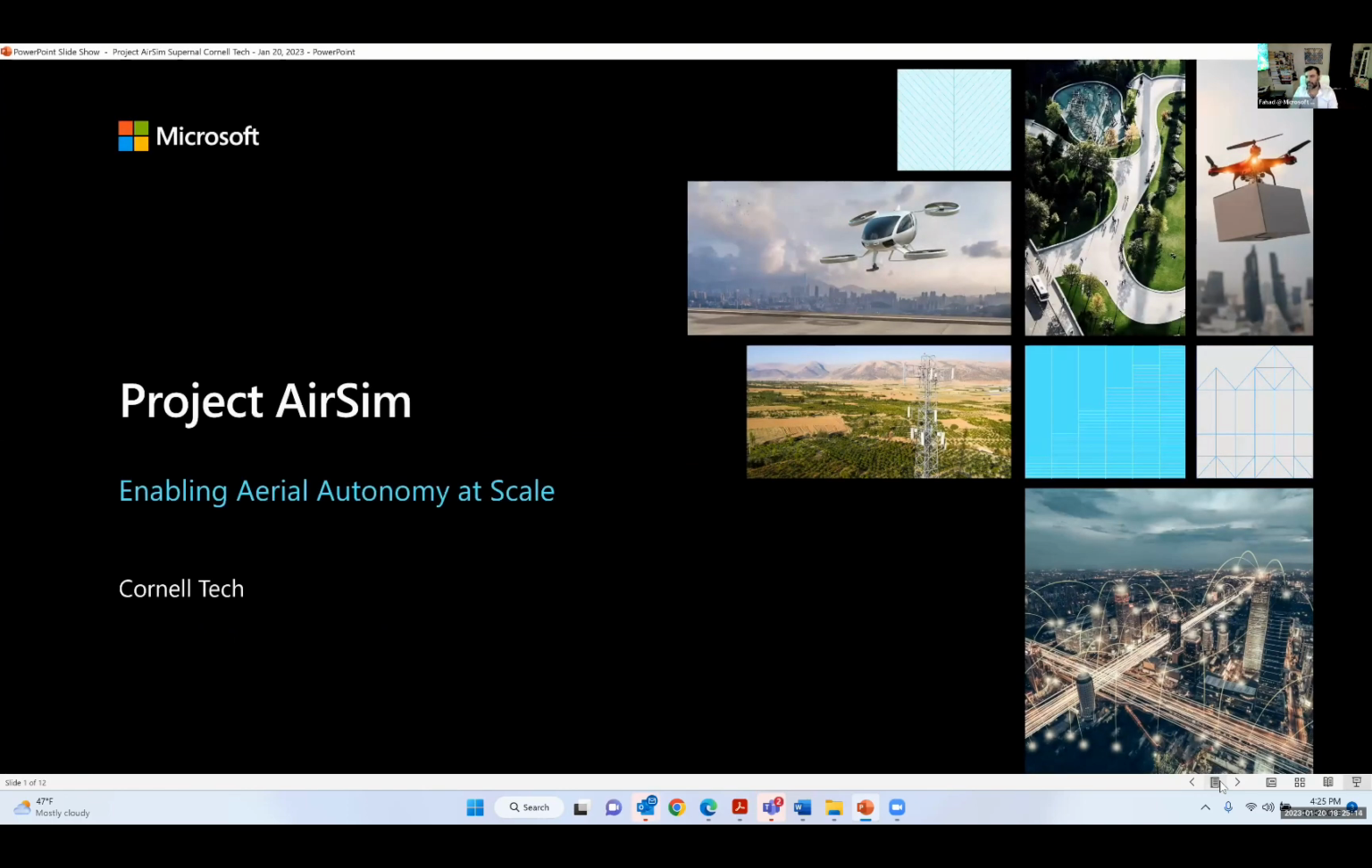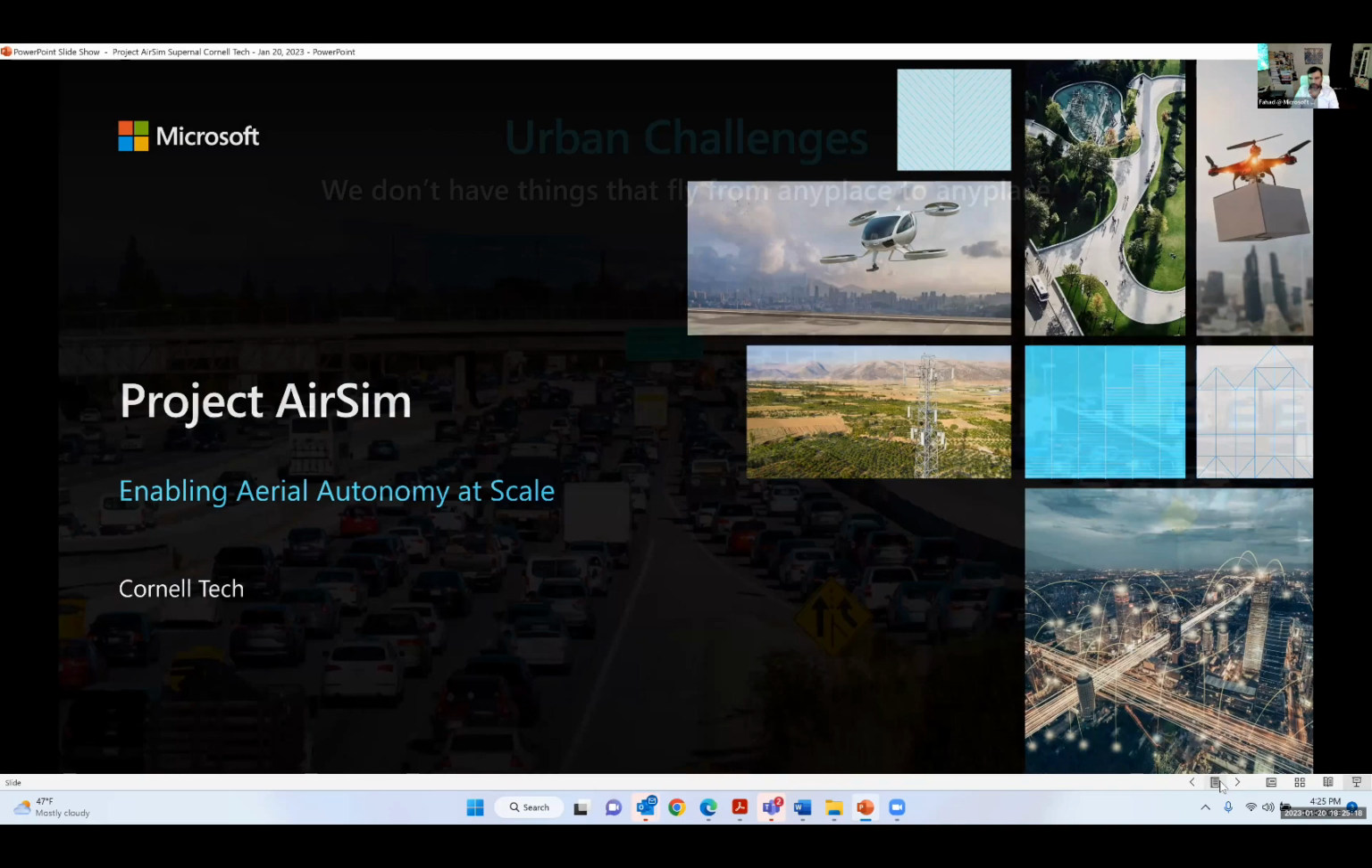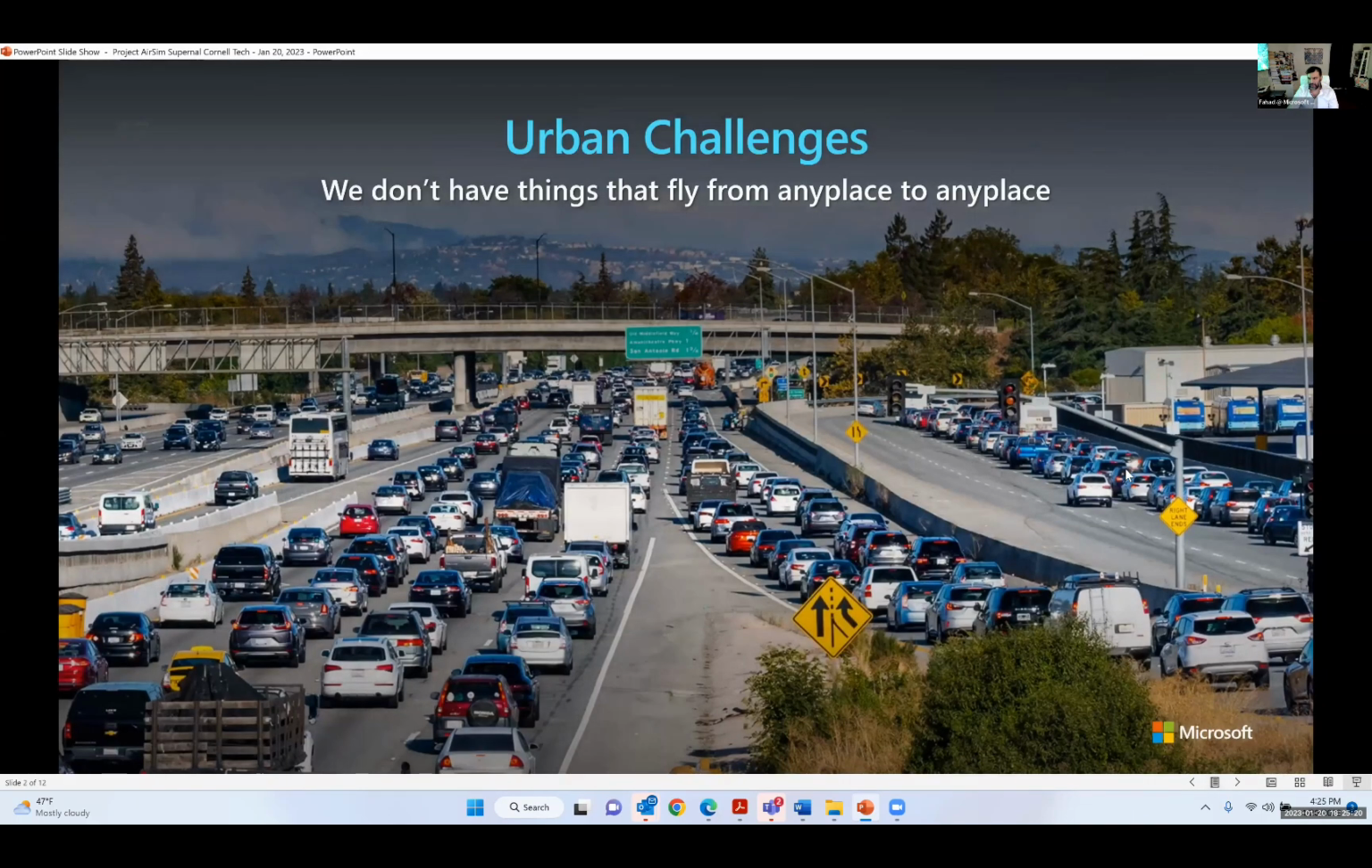All right, so Project AirSim is one of our autonomous systems bets. I gave you the history of it, but what does it really do? What are the challenges that are there? We're all familiar with this. This is coming into San Francisco from Silicon Valley.